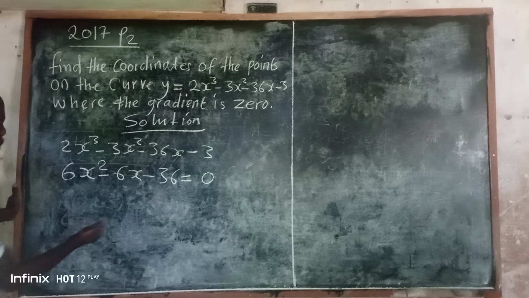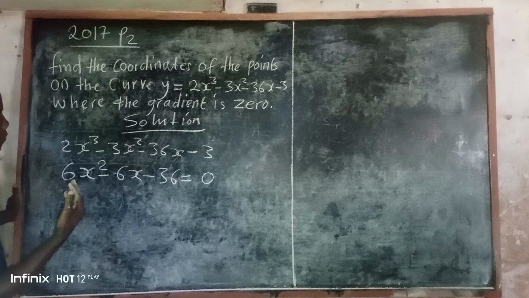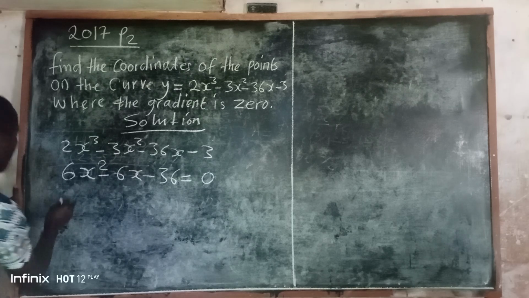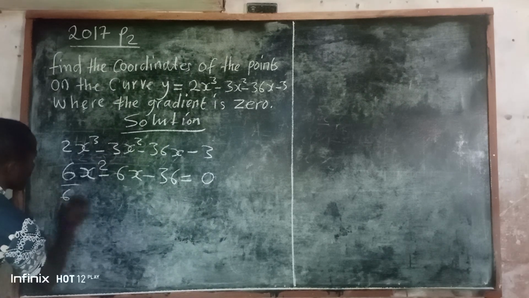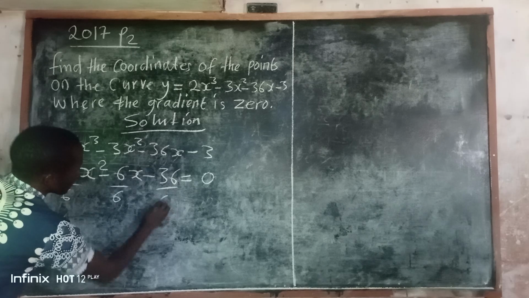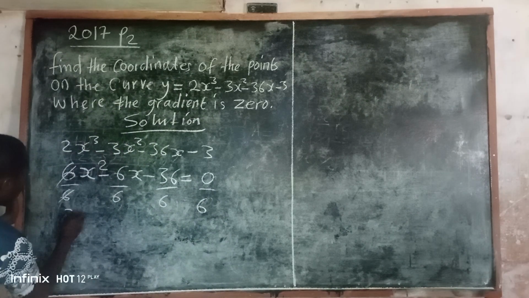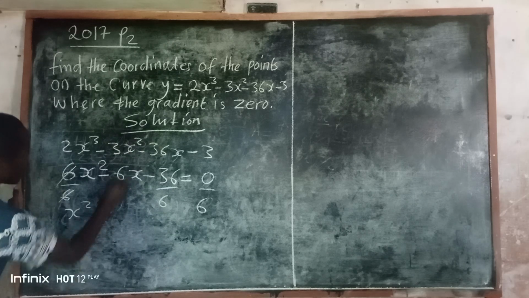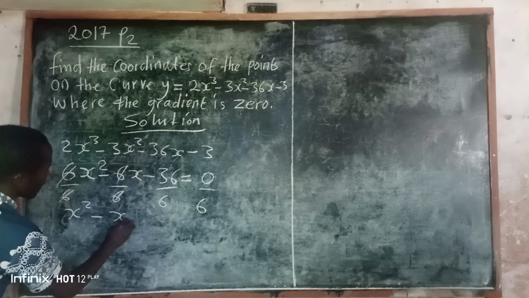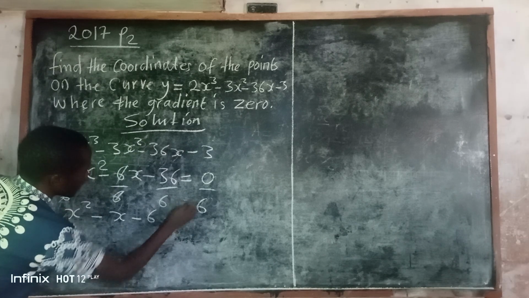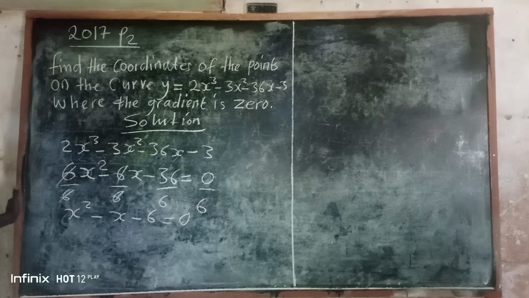The reason for doing that is we just want to reduce this so that we can simplify, or rather find the value of x in the simplest way. So we divide everything by 6, and the 6s cancel each other. We remain with x squared minus x minus 6 equals 0. So this is our new expression.